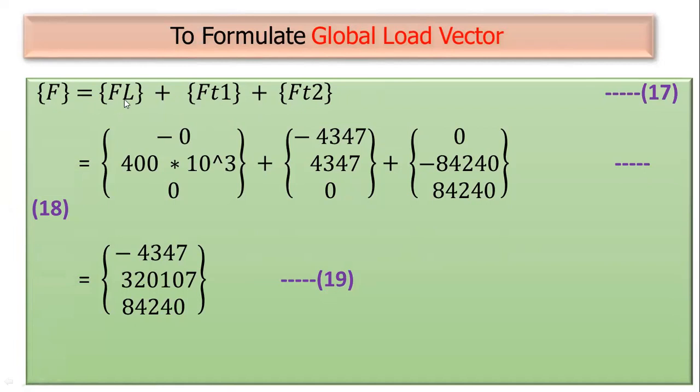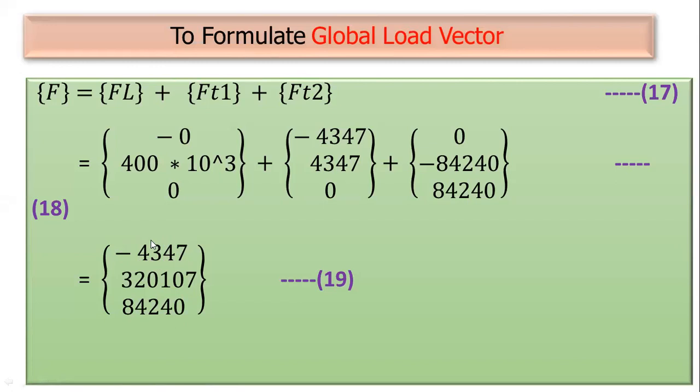FL indicates the static load on the element. This first matrix represents the static load. Then FT1 considers the first element, FT2 considers the second element. Just sum all these three matrices and we'll get the global load vector. First the static load, second considering the first element with its material properties, aluminum, and the second load vector with respect to the material property, steel. So this is equation 18 and equation 19 for formation of the global load vector.